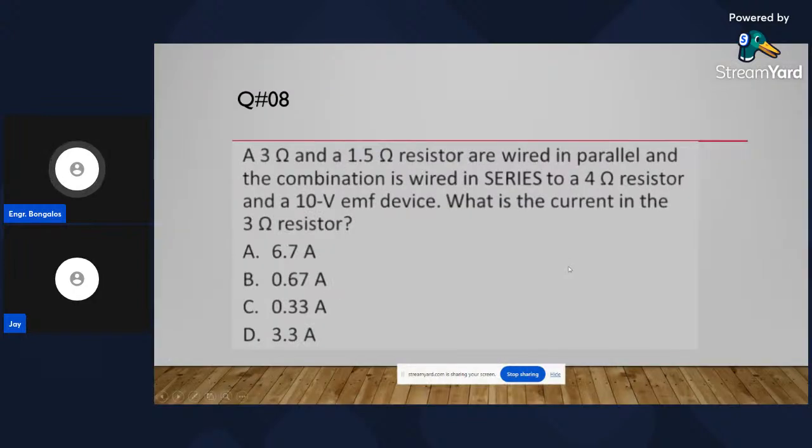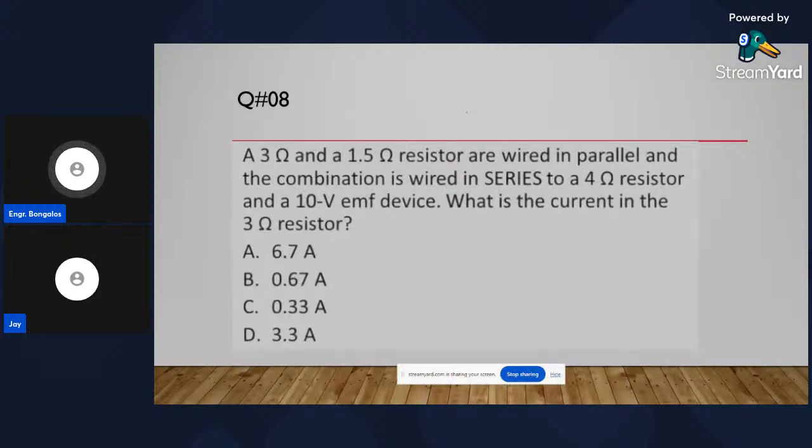Okay, so question number 8 tayo. A 3 ohm and a 1.5 ohm resistor are wired in parallel, and the combination is wired in series to a 4 ohm resistor and a 10 volt EMF device. What is the current in the 3 ohm resistor? So, first, gawa muna tayo ng circuit.